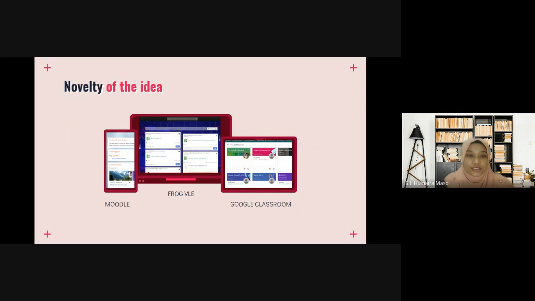As we all know, Moodle is most probably used in higher education. As for VLE, it has been implemented by the government in primary and secondary schools. But private schools cannot benefit from this same program. So that is why I think these management systems will be a great idea for them to start using.